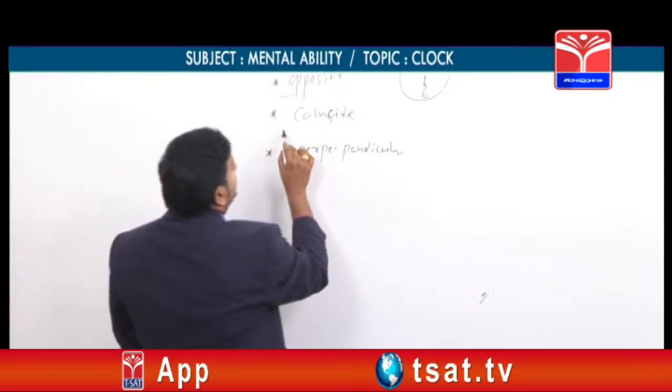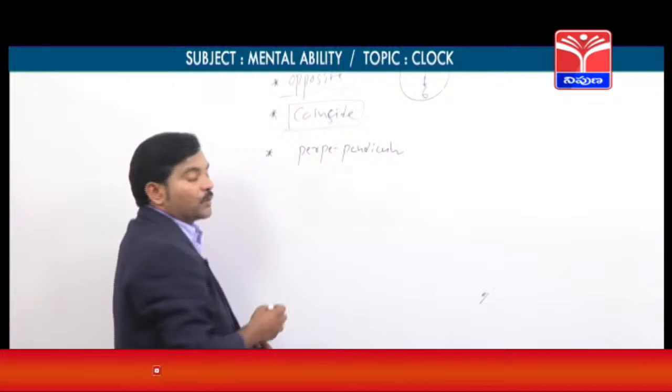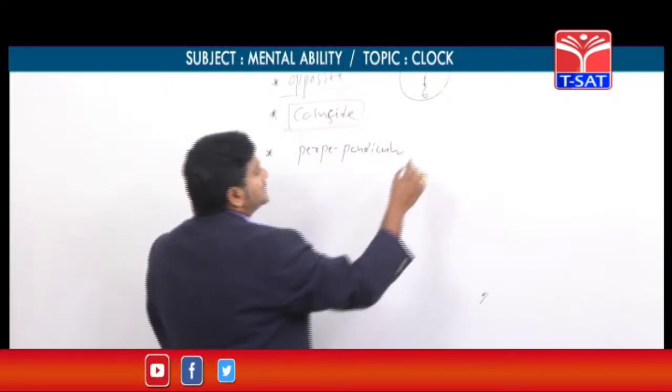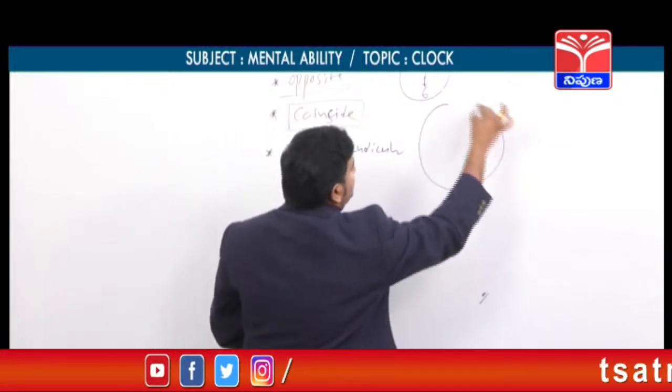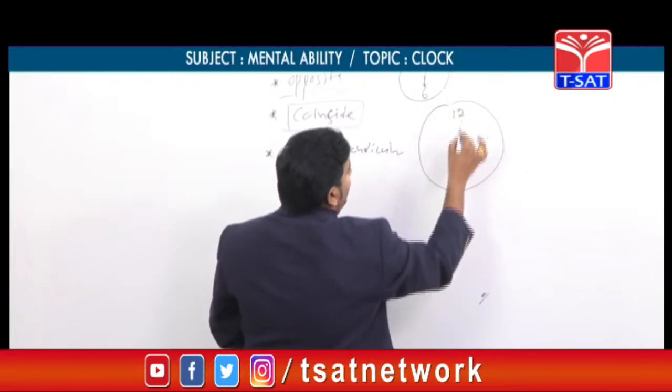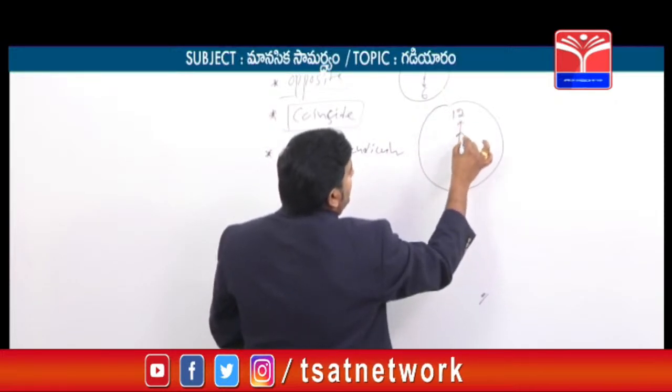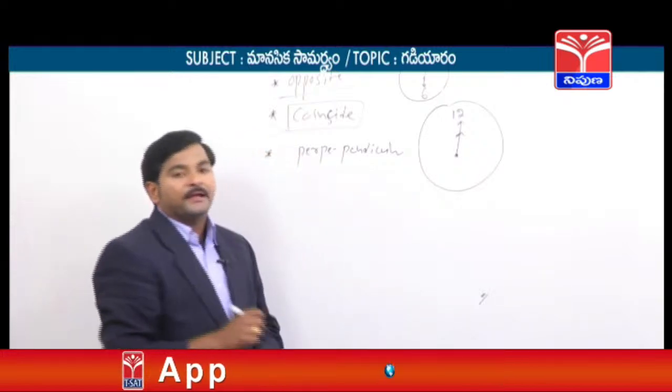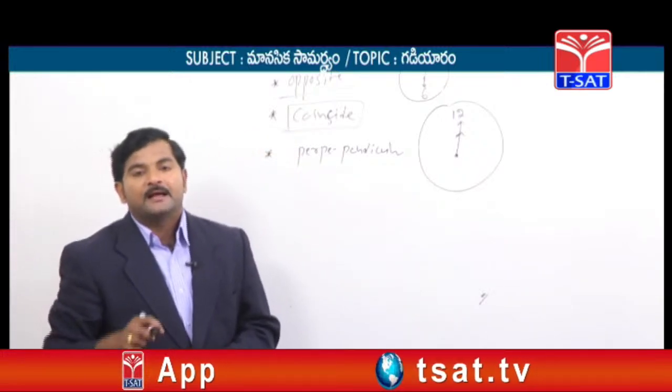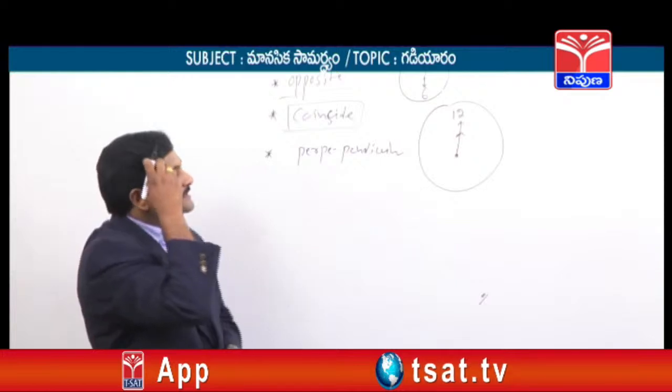Similarly, the 2 hands may coincide. Let's say for example, this we'll also take by discussing one small diagram. Let's say the time is exactly 12 o'clock. At 12 o'clock, the minute hand and the hour hand both coincide.